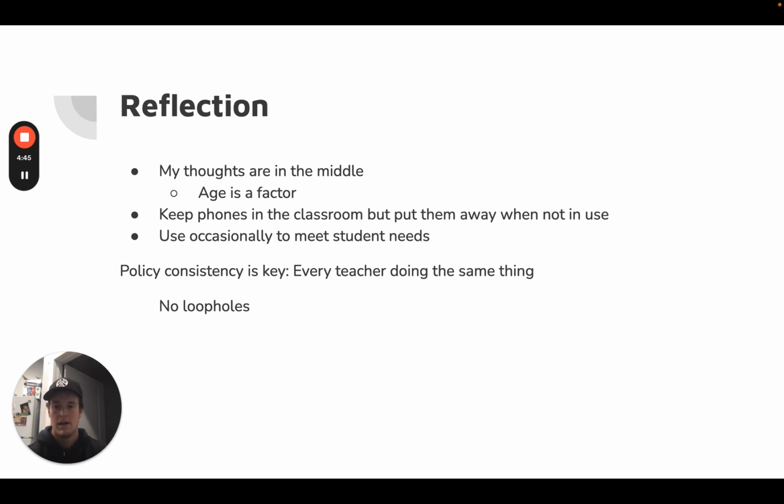The biggest thing I found is that policy consistency is key. Each teacher has to do the same thing. School districts get in trouble when they put a policy in place and then each teacher adapts that policy to meet their different needs. So a student will get comfortable using a phone in one class, go to the next one where they can't use it and get in trouble, but say so-and-so told me I could in their class. So consistency is key. Every teacher needs to do the same thing. That is the biggest thing that my research found. Everybody has to be on the same page. There can't be any loopholes with a certain class.